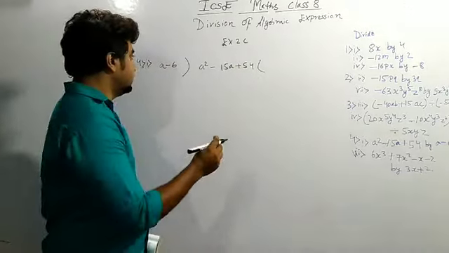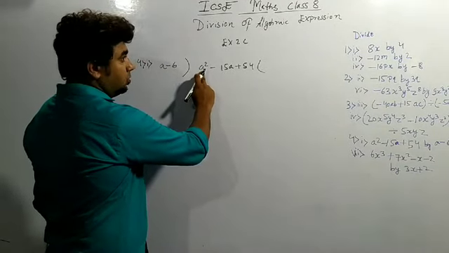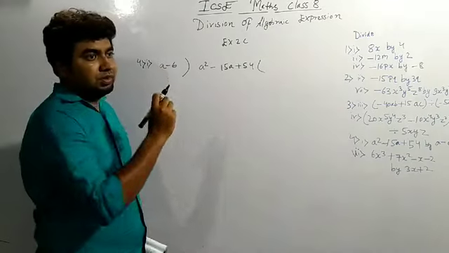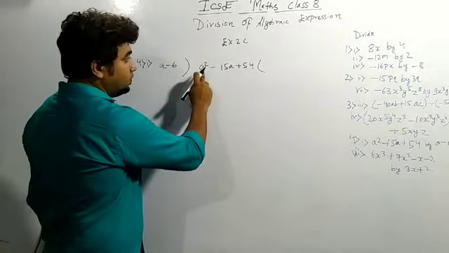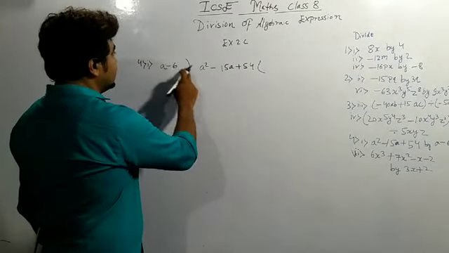Now how to solve this? Here the term is a square. You have to think that you have to make this term a square, so that the a square first term will get cancelled. That is the only requirement. So how can we make a square?